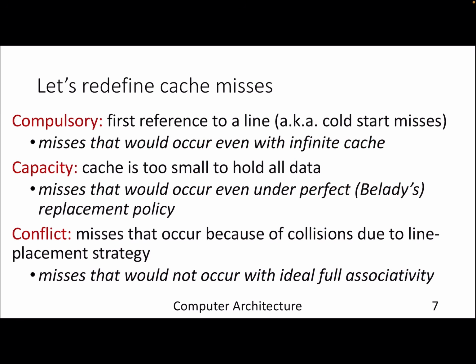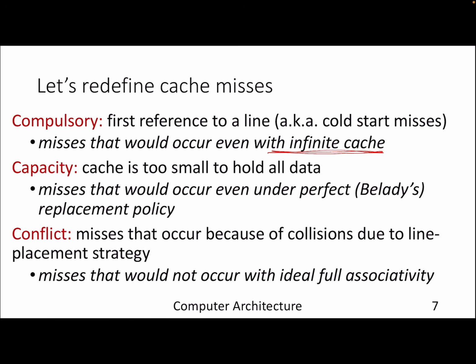Okay. So now let's redefine the cache misses, as we have already looked into cache replacement. The compulsory misses are the misses that would occur even with an infinite cache. Because this is the first reference that you are making to any cache line, and obviously the address is not present in the cache, so you'll get a miss. And no matter how big your cache is, you will still get a compulsory miss.